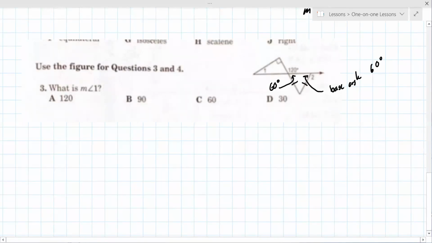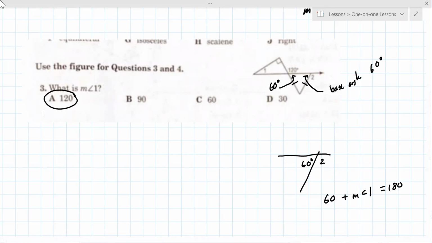So the one I'm pointing at is 60 degrees, and then they want angle 2 here. Well, these two have to add up to 180, which means the measure of angle 2 is 120 degrees. I guess they sort of match up there. It's letter F.